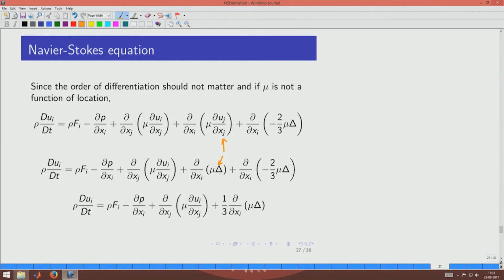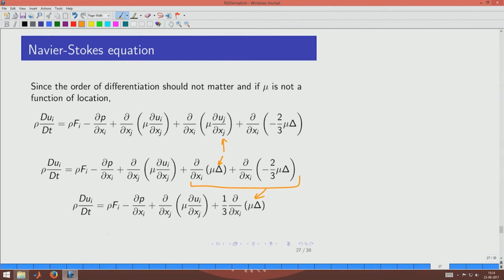So, when you take this term and the second term, you can see that here it is mu into delta, and here it is minus 2 by 3 mu into delta. So, it must be 1 by 3 mu into delta. So, these two together are giving this term. That is about it. There are remaining terms on the left hand side, and the first 3 terms are untouched.